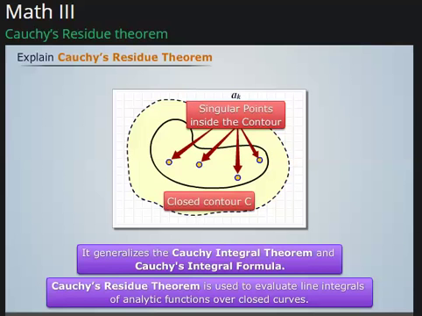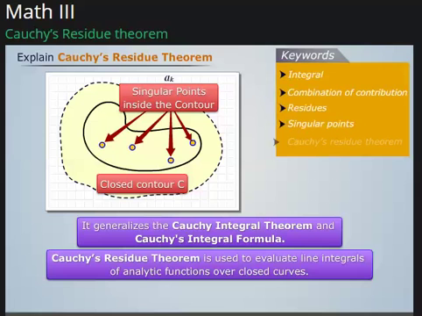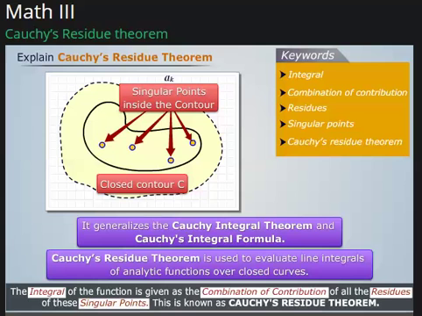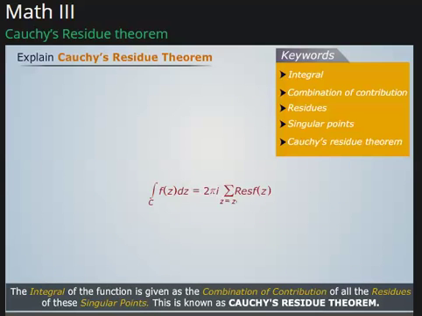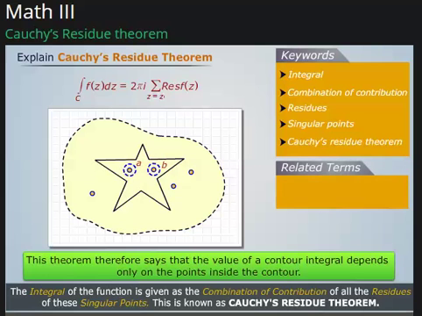inside the simple closed contour C. Then the integral of the function is given as the combination of contributions of all the residues of these singular points. This is known as Cauchy's residue theorem. It is represented by the mathematical formula. This theorem therefore says that the value of a contour integral depends only on the points inside the contour. Related terms are.